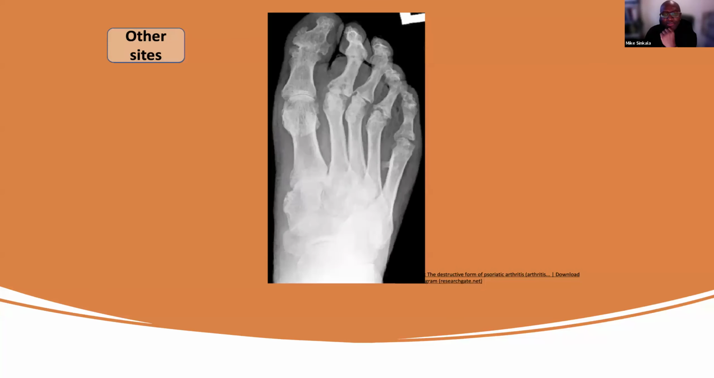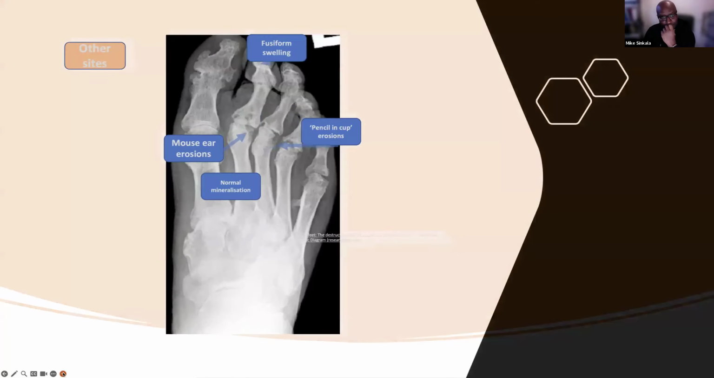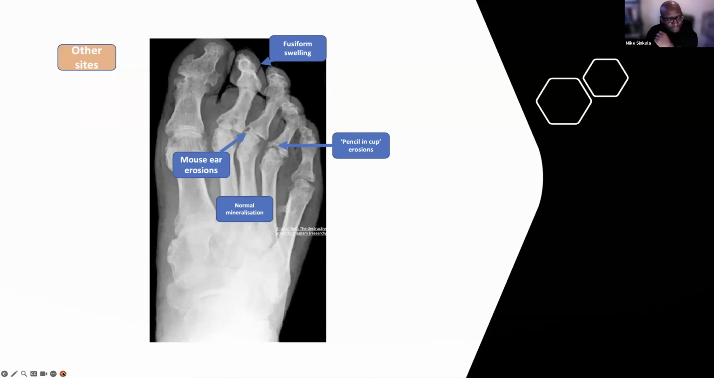These are the other sites. We can see that there is actually ankylosis of that joint, which is quite common also in psoriatic arthritis. Look at the erosions over here. There is pencil-in-cup formation here, and here, and maybe here, in a patient with psoriatic arthritis. Notice the soft tissue swelling of these digits. Okay.